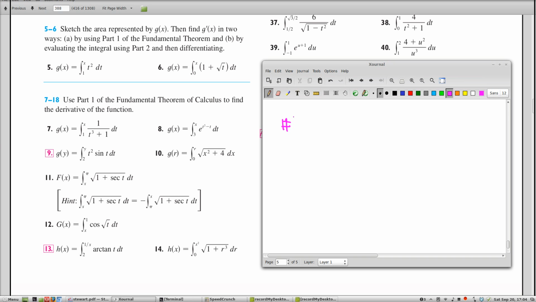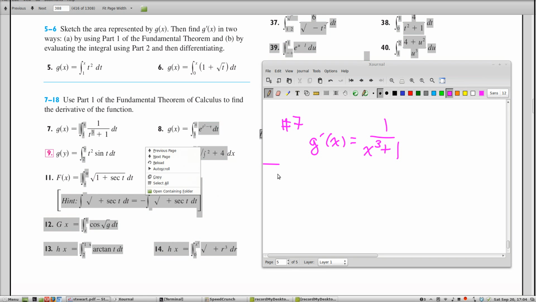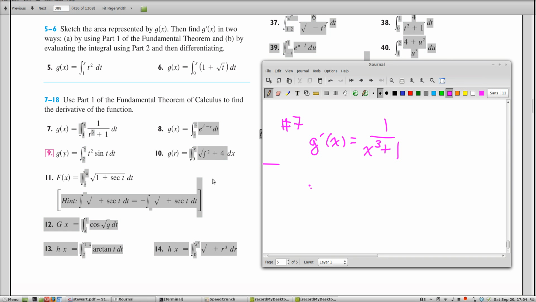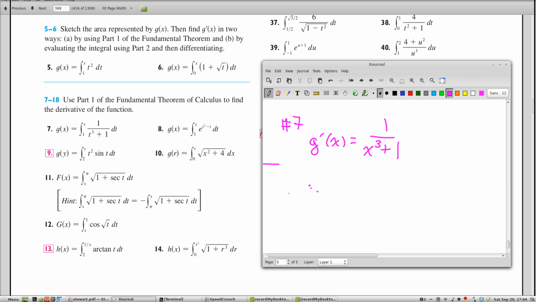So for number 7, g prime is 1 over x cubed plus 1, that's all there is to it. It's just this particular function instead of the general f. Sorry, okay. Any of these hard at all? See, all of these are exactly the same. These are so stupid that I don't even really want to do them. Let's do one more. Let's do number 9.